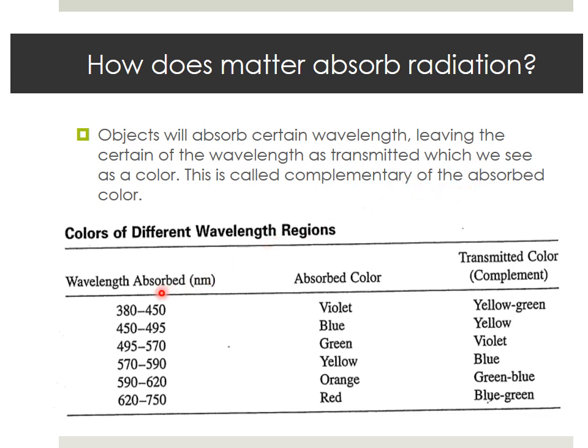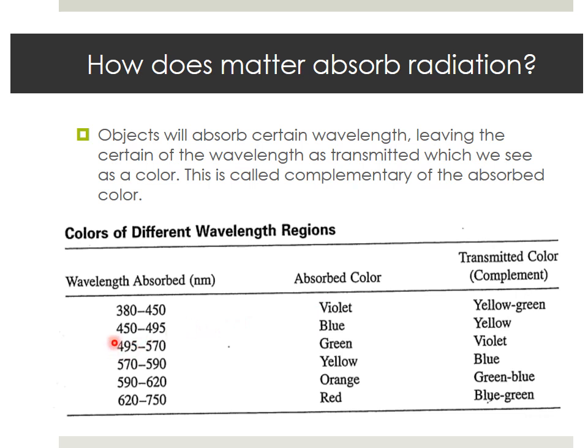So if the wavelength absorbed by an object is from 380 to 450 nanometer, it means that the object will absorb violet color and the remaining light which will be transmitted will be of the wavelength having color yellow green. So this yellow green is called the complementary color or the transmitted color of the absorbed color.